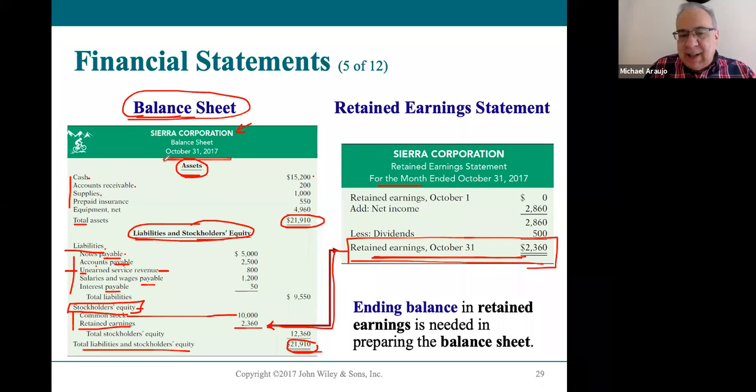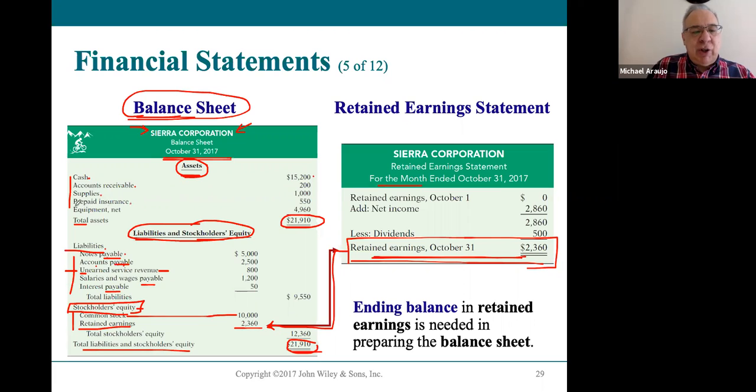Supplies are assets. This particular company does tours, so apparently they need a certain amount of supplies to help them do that job well. And so when they purchase the supplies, they're an asset. When they use those supplies, then you get a supplies expense.